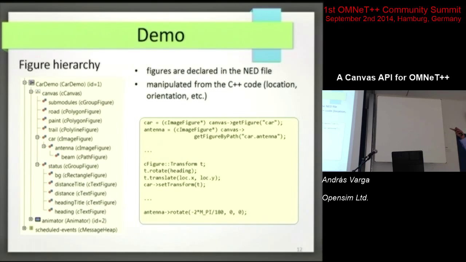So they are all declared statically in the NED file, and what the C++ code does is just get the pointer of those figures, and then at runtime manipulates them. For example, for the car, we always replace the transformation matrix. The car is originally at the origin, at 0, 0 coordinate, and then we rotate it and move it to the right position. And for example, for the antenna that's on top of the car, we just rotate it by a predefined angle at each step.